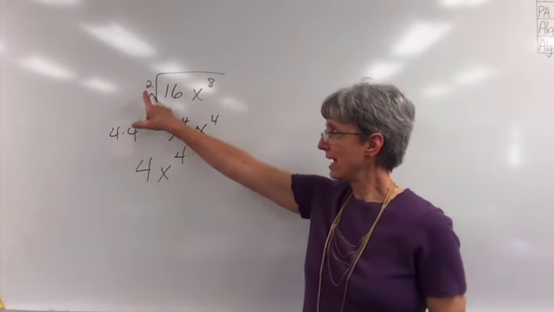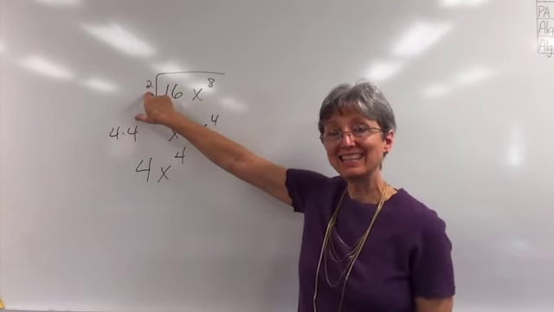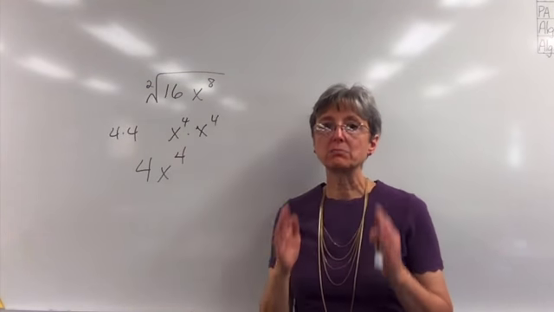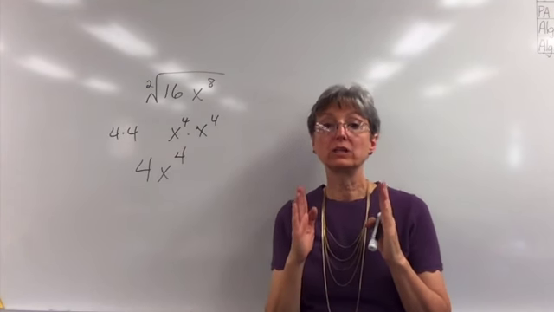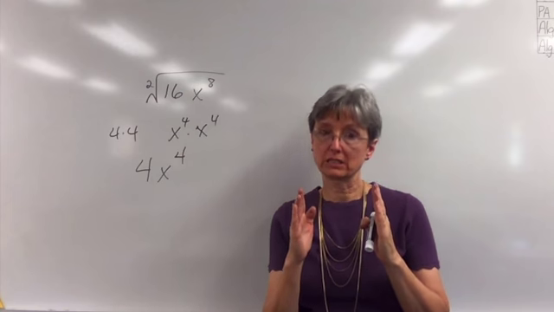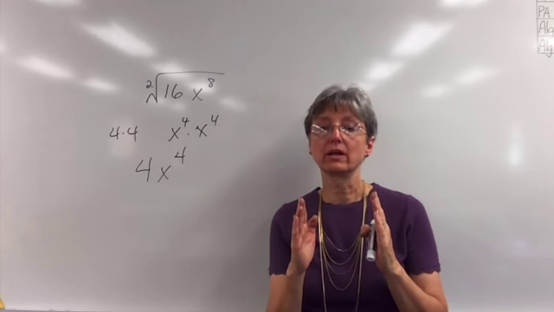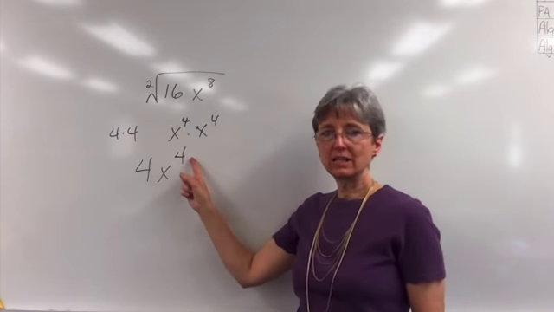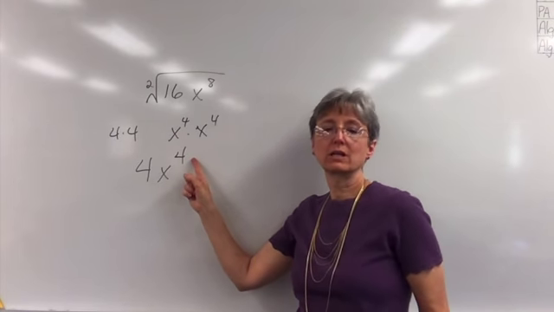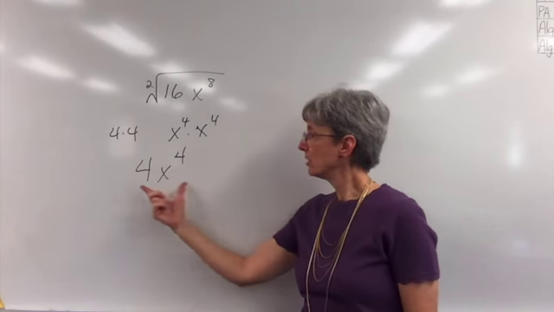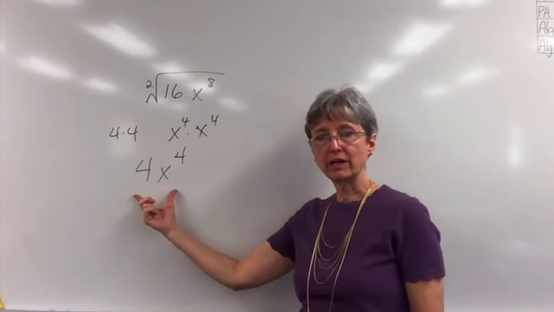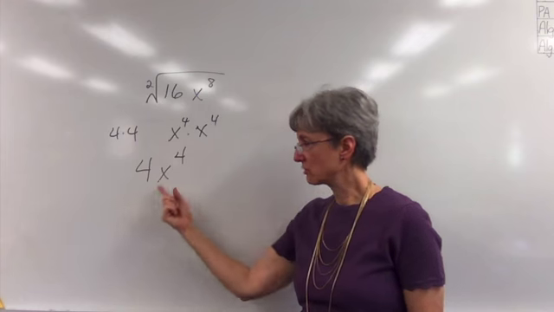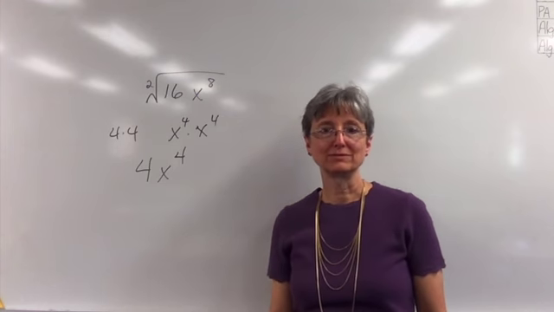Now when I have this even index, this might be a situation where I would need an absolute value, because I want my positive answer and I don't want a negative. But anything to the power of 4 is always going to come out positive anyway, so I will not need my absolute value symbol here. It's just 4x to the 4th.